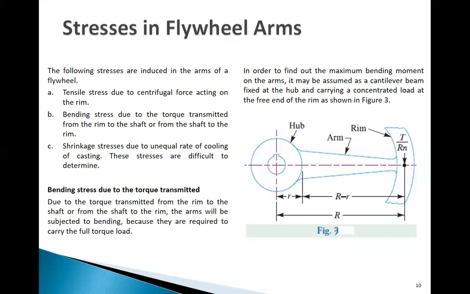First, bending stress due to the torque transmitted from the rim to the shaft or from the shaft to the rim. The arms will be subjected to bending because they are required to carry the full torque load. In order to find the maximum bending moment on the arm, it may be assumed as a cantilever beam fixed at the hub and carrying a concentrated load at the end of the beam, as shown. The load is F over n_A, with arm length R minus r.